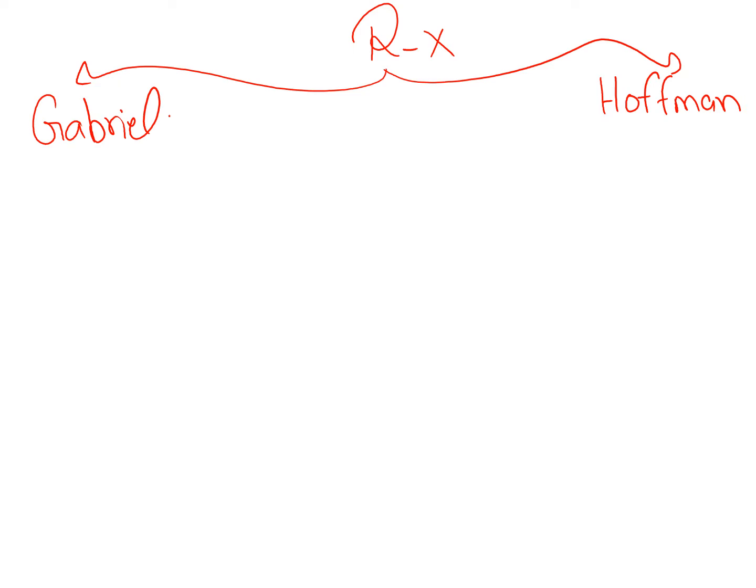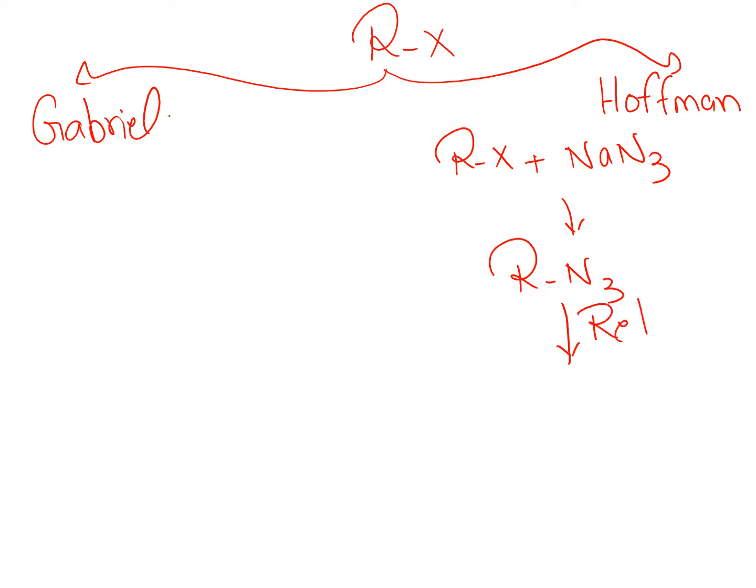How did Hoffman solve the problem? Hoffman said, if you have an alkyl halide, do not react it with amine, react it with azide, sodium azide. This will give you the alkyl azide, which you can reduce to end up with the amine. So this is the first solution to our problem. Do not use the amine, use the azide. And after you have finished the formation of the alkyl azide, reduce your product. So it's a 2-step reaction where you first react the alkyl halide with the sodium azide, forming the alkyl azide, and then you reduce it.